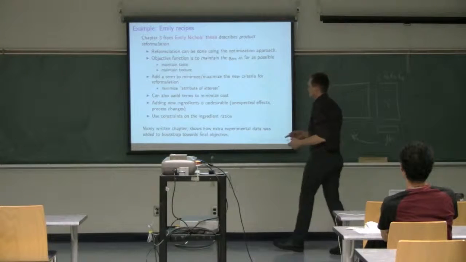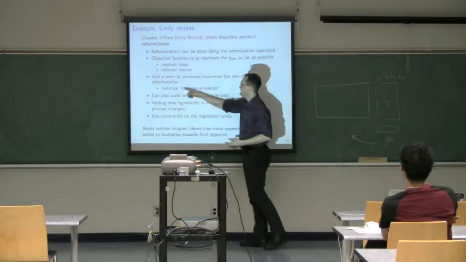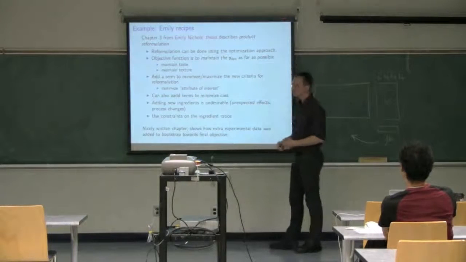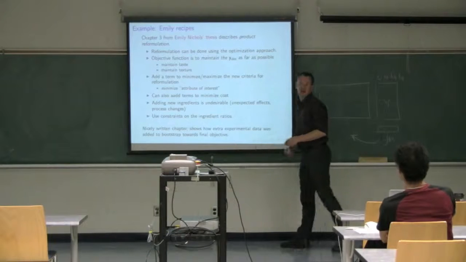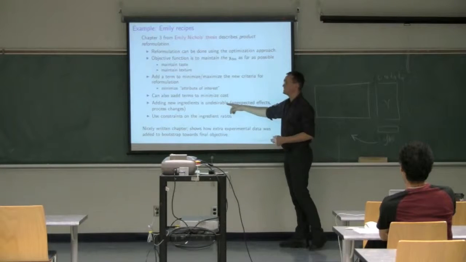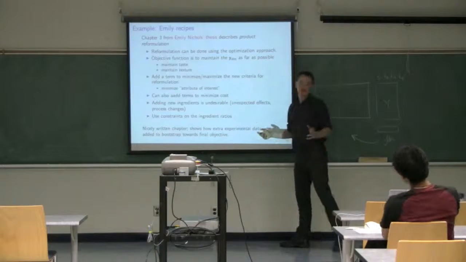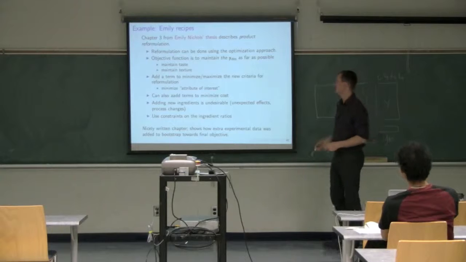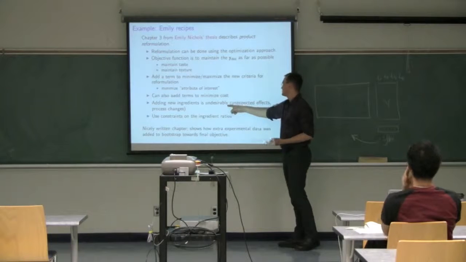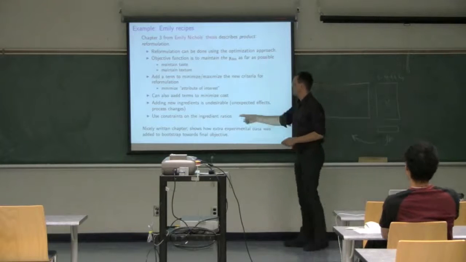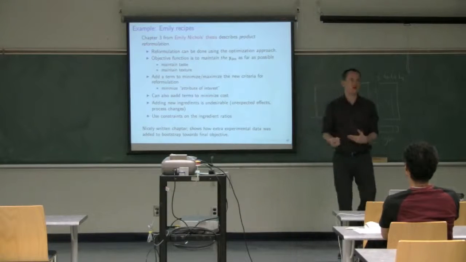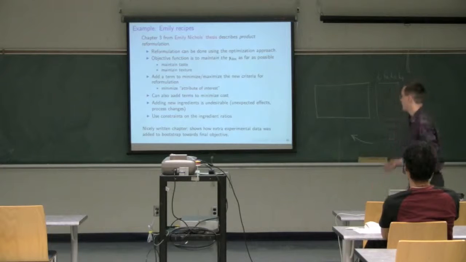But let's say this AOI needs to be minimized, so that's added into your objective function as well in the optimization. You add terms to minimize the cost in there. It's also very undesirable to reformulate this recipe and end up with a recipe that has a totally new set of ingredients that weren't used before. So that's undesirable, and you can penalize that effect as well. And then there are obviously certain constraints on the ingredients, how much flour and oil and so on can be added. So that's a great chapter to read if you have the time.